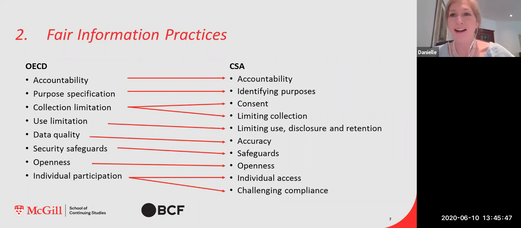Thank you. So to go on with my fair information practices, the next practice is limiting collection. And this is why the identifying purpose is so important, because I have to limit the collection of the information to the purpose that I've identified. I cannot, even if an individual has consented, I cannot go and collect more information than is required to fulfill the purpose that I've identified. And that's a really important one.